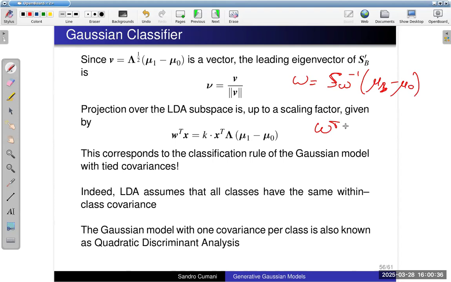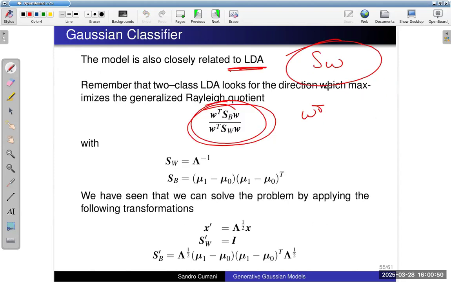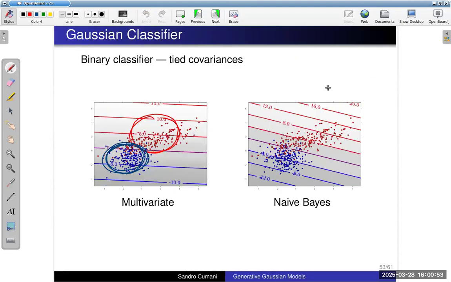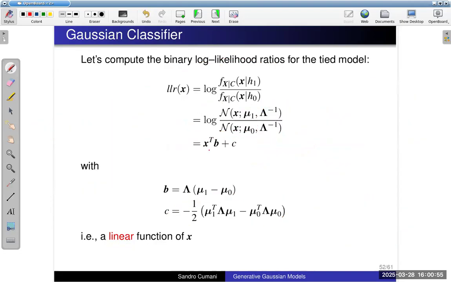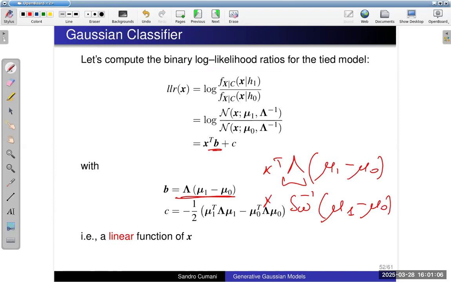And our classification rule became compare this with a threshold, and we said we will see what the threshold would be. Now, if we look at the classification rule of the Gaussian model, or tied Gaussian model, this B is what? Is exactly lambda mu 1 minus mu 0. But this lambda is exactly what we called SW minus 1 when we were computing LDA. Sigma is SW, so the inverse of sigma is SW minus 1.